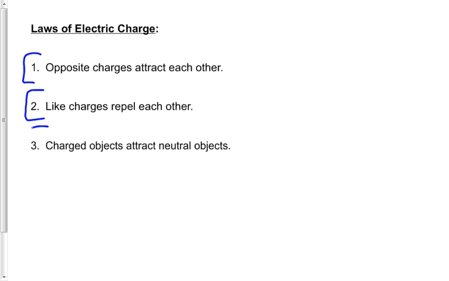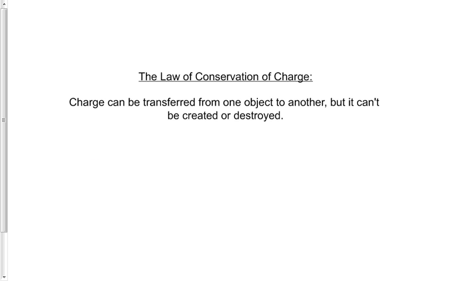Finally, the third one, charged objects attract neutral objects. Objects is a key word in there, and we're going to learn a bit later on today why it has to be objects. A negatively charged or a positively charged balloon will attract a neutrally charged wall. But a proton will not attract a neutron. You can't have just individual charges and neutrons attracting each other. It's got to be objects. Charged objects attracting neutral objects. Again, we'll see why a little bit later on today.